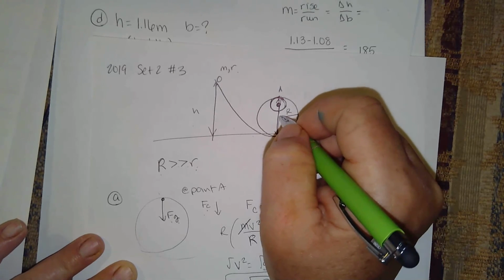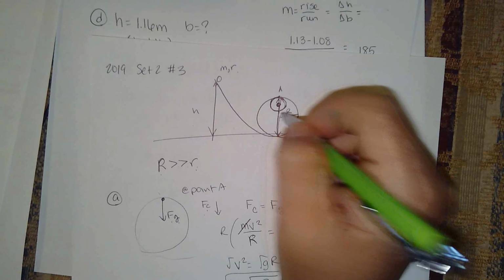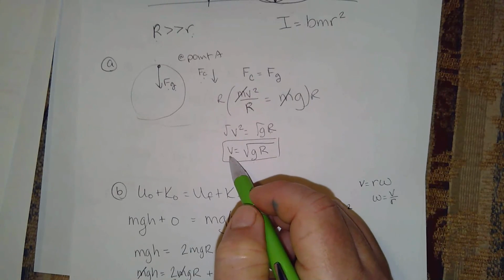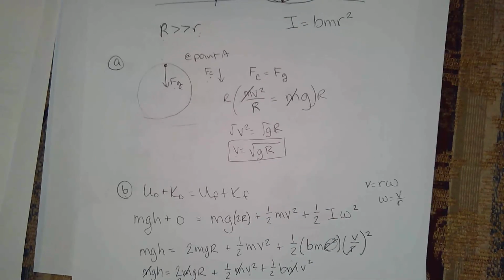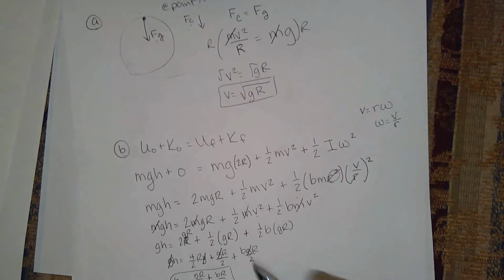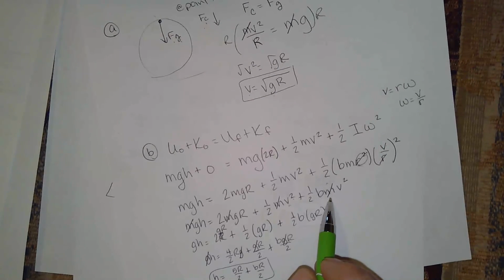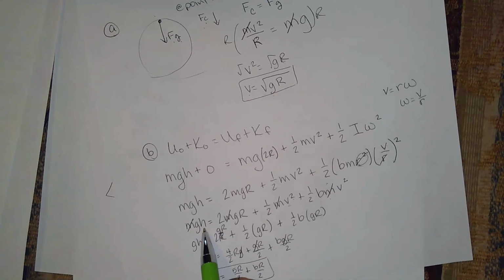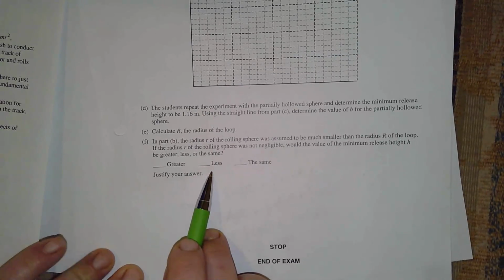So therefore, I have a smaller R. If I have a smaller R, this R right here, that's going to lead to a smaller V. If I have a smaller V, that's going to reduce this side down over here. So if that reduces that down, then my H is also going to get reduced down. So it's going to be less than because of that.